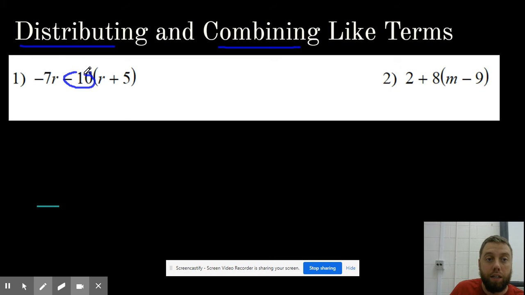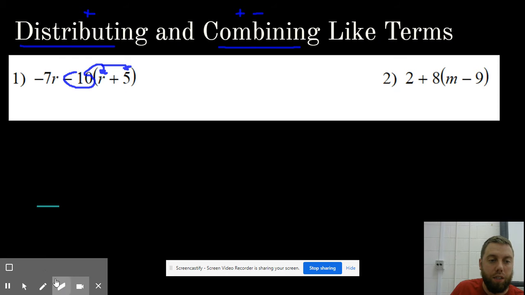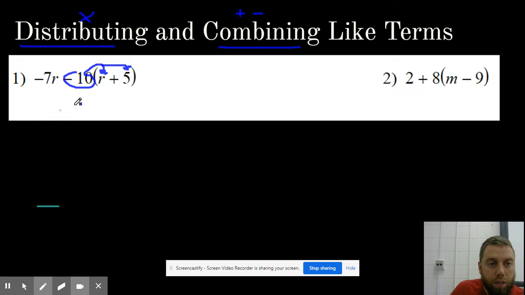This negative 10 gets multiplied because when we're distributing, we're really multiplying. And when we're combining, we're adding or subtracting. Just realized that this is not the best multiplication sign, so let's change that. When we're distributing, we're multiplying. When we're combining like terms, we're adding or subtracting. So this negative 10 here is going to be multiplied by r, which is negative 10r, and then negative 10 times 5 is negative 50.